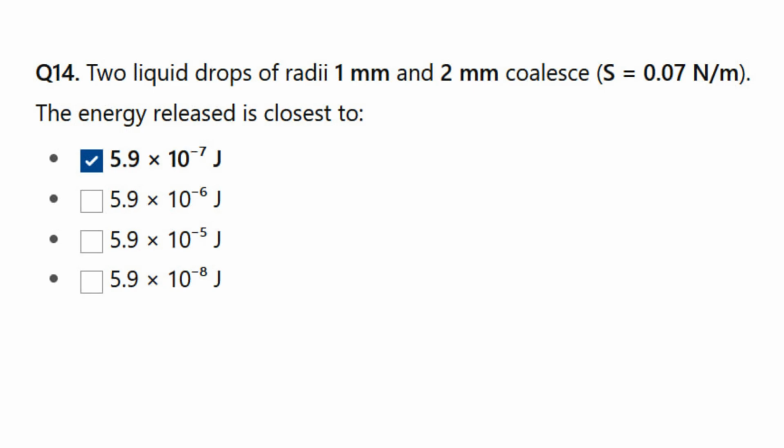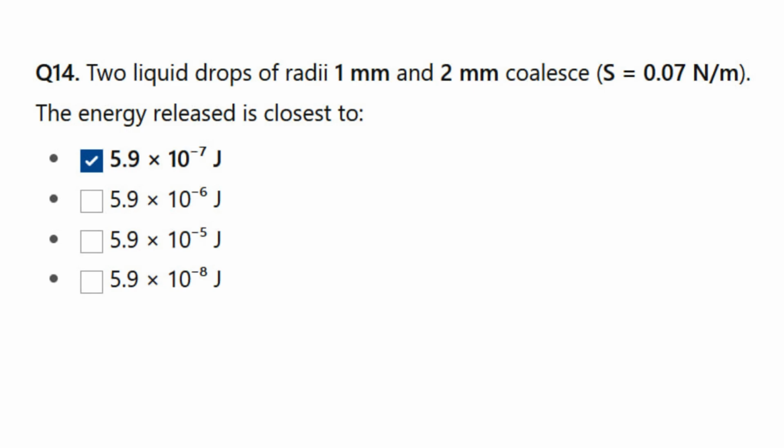This problem is based on the topic surface tension in class 11 physics. Two liquid drops of radii 1 mm and 2 mm coalesce. Its surface tension is 0.07 Newton per meter. The energy released is closest to.